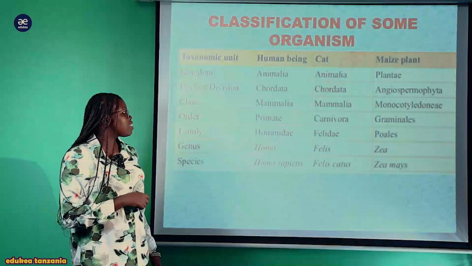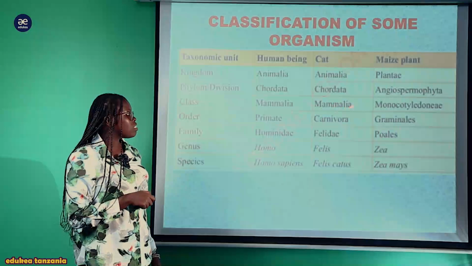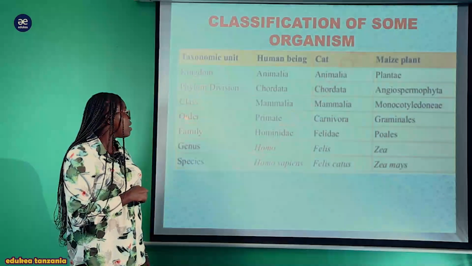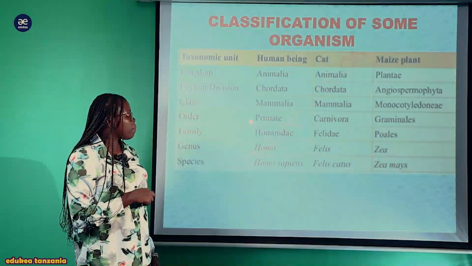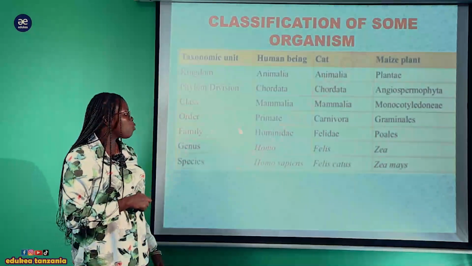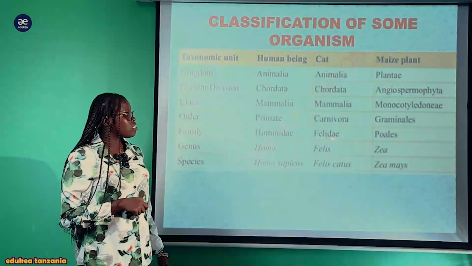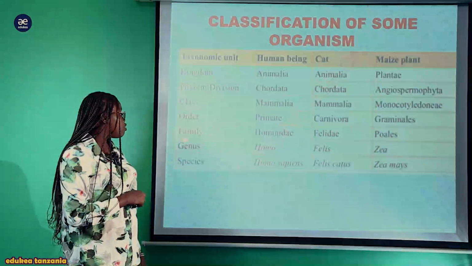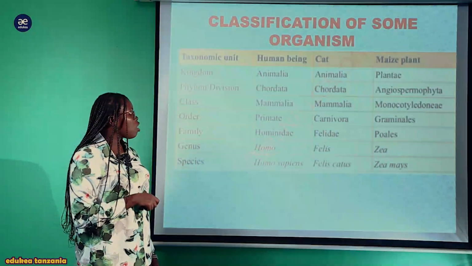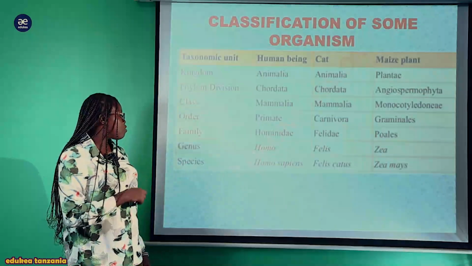The order for human being is Primate, and the order of cat is Carnivora. And the family for human being is Hominidae, whereas the family for cat is Felidae. And the genus for human being is Homo, and the genus for cat is Felis, as well as the species for human being is Homo sapiens, and the species of the cat is Felis catus.